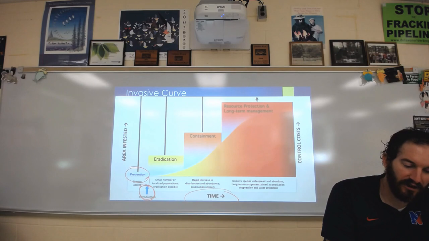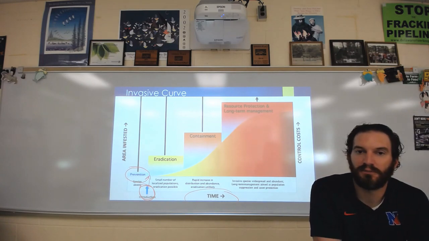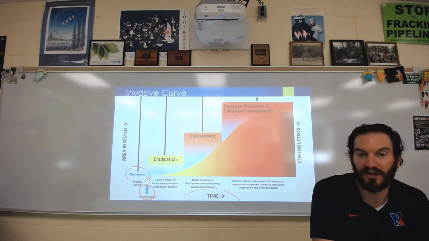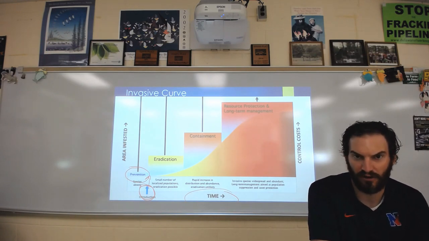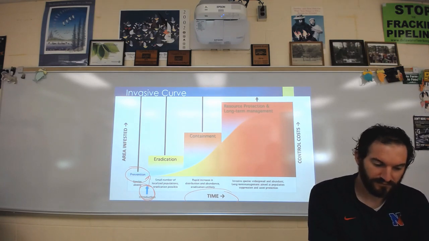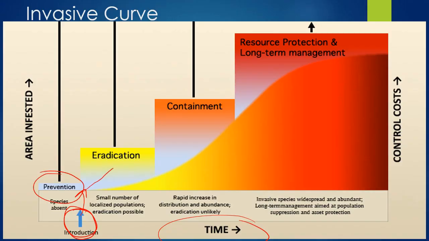And from there, as long as it has conditions to reproduce, being a mate, if it's an animal, or enough sunlight to germinate and grow and produce seeds, as a plant, it will start to grow. And that population is going to kind of travel with the idea of area infestation. So the population goes up.